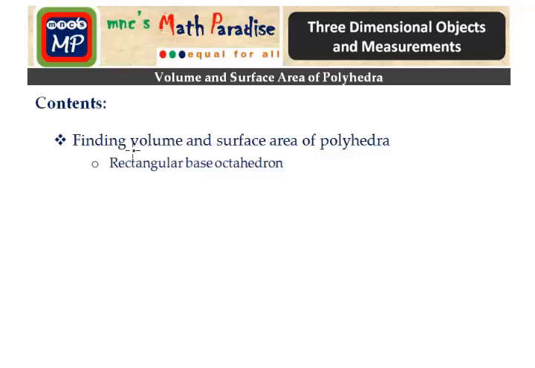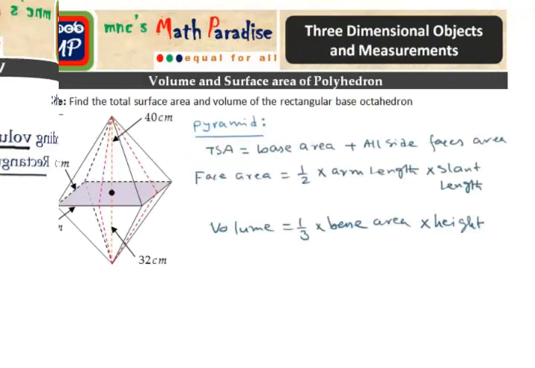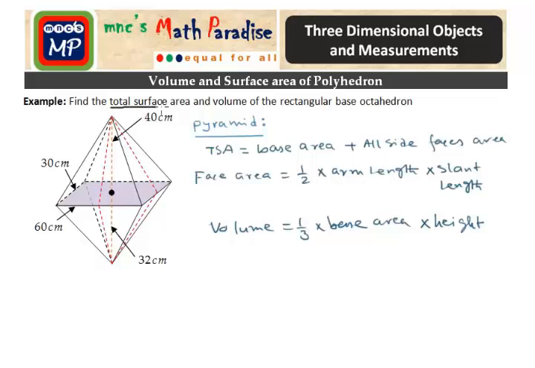Here we will find the volume and total surface area of a rectangular base octahedron. Let us find the total surface area and volume of the rectangular base octahedron. That means the base, this shaded base, is rectangular, and it's an octahedron because on the top pyramid there are 4 side faces, and 4 side faces in the bottom. So altogether 4 plus 4, 8 faces are exposed outside, so it's an octahedron.